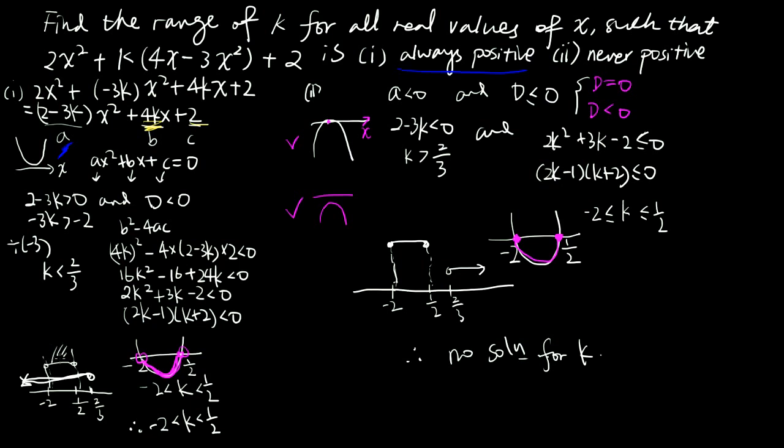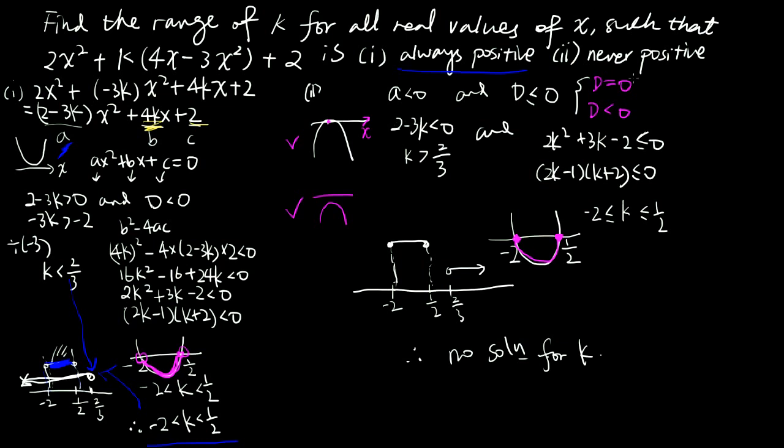So we are looking for the intersection area because we have this part for the second inequality, and the other solution set is the line below, and we have the intersection area, which is in between the two, -2 and a half. That is our final answer.